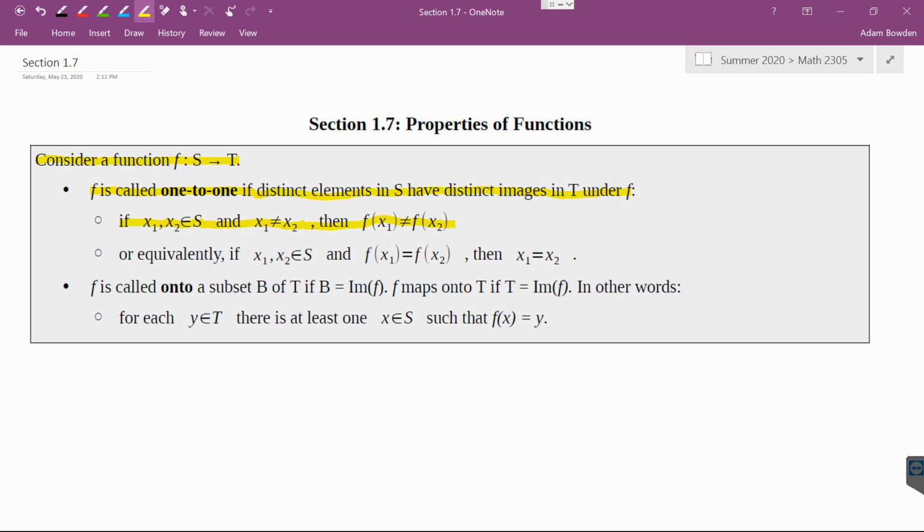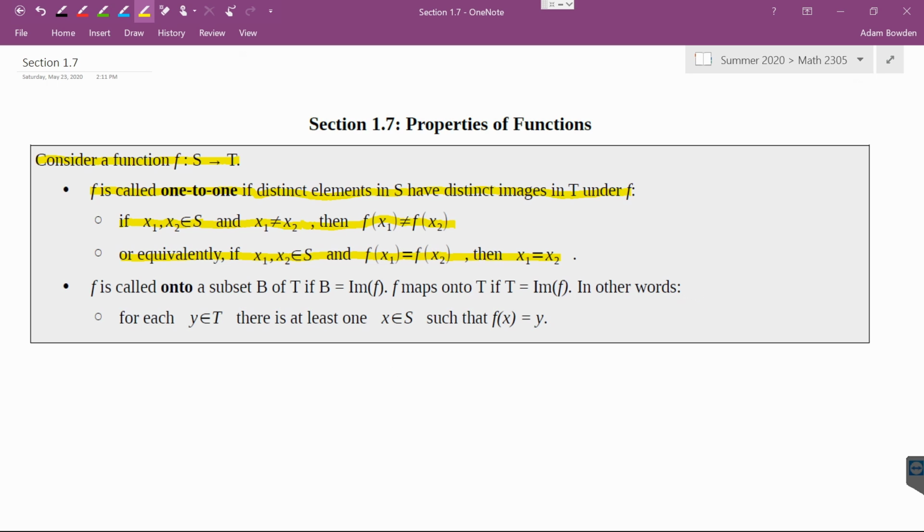One way this might be interpreted is if you have two distinct elements of the domain, they're not equal to each other, then their images under f must also not be equal to each other. The values which the function gives them must not be equal to each other. This could also be stated as if x1 and x2 are elements of S, and f of x1 is equal to f of x2, then x1 must be equal to x2.